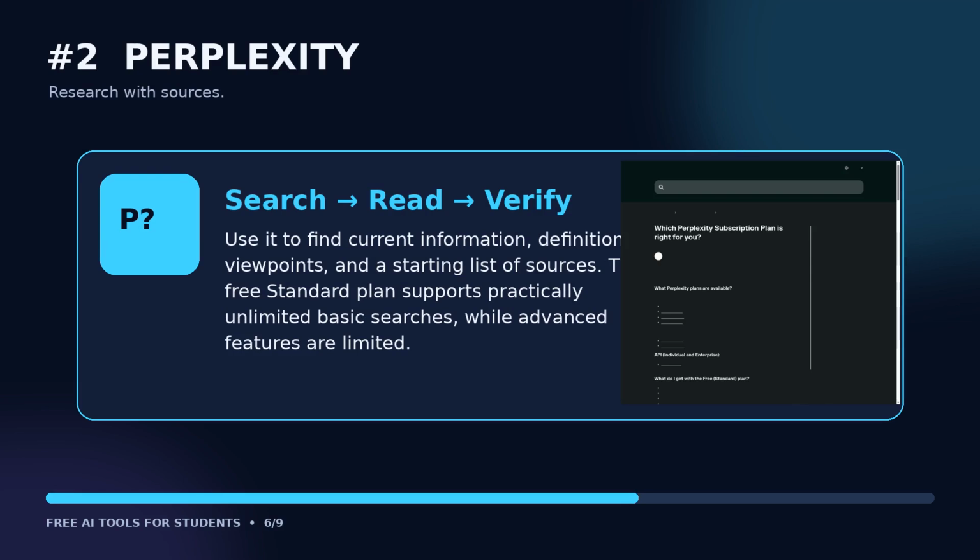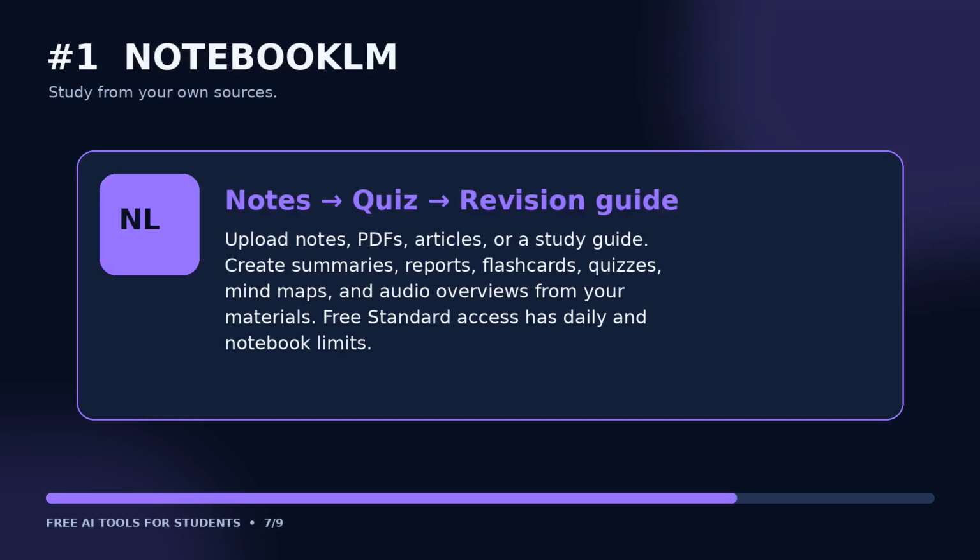Number 2 is Perplexity, a strong choice for web research. It searches for current information and presents answers with sources, which makes it easier to follow up and check where a claim came from. Students can use it to create a research starting point, compare viewpoints, find definitions, or build a list of sources for deeper reading. The free standard plan offers practically unlimited basic searches, but advanced searches, uploads, and premium models are limited. Never paste a citation into your project without opening and checking the original source.